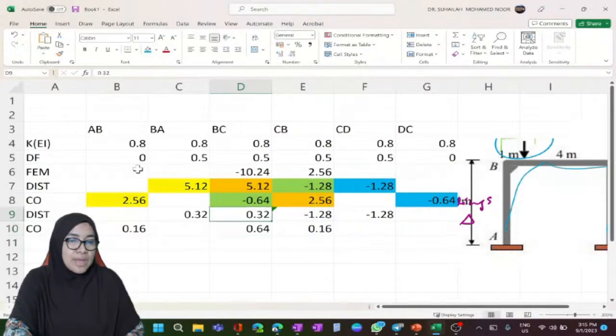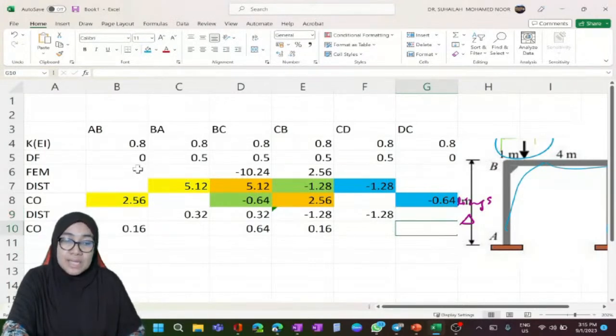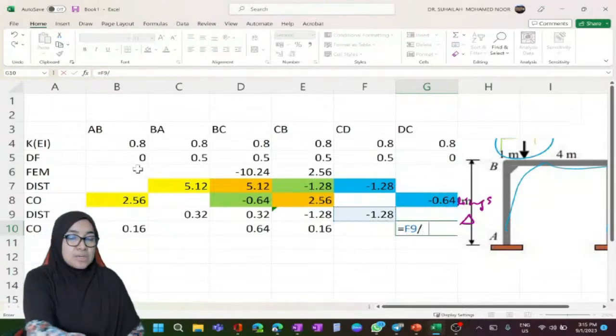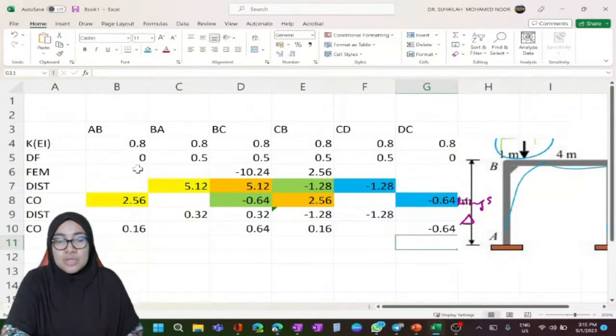And then we have another 1.28 for CD, which we need to carry to DC. Sorry, this is not negative. No need to change sign. For carryover, we don't change sign. For distribution only, we change sign.